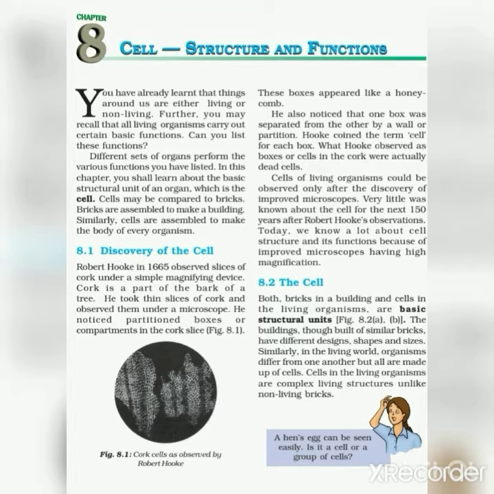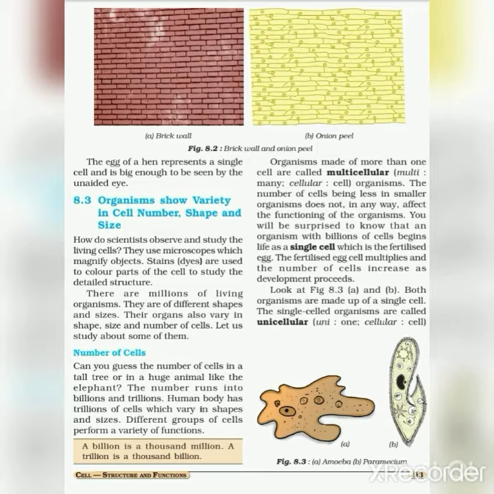Cell is the basic structural and functional unit of a living organism. All living organisms are different from each other, but they are all made up of cells. An example is the egg of a hen. It is a single cell and can be seen by the unaided eye. We have different plant cells and animal cells. Let us study some of them. See figure 8.2 of a brick wall and a plant cell, that is onion peel. We can see that the cells are arranged similarly to bricks. Just as the bricks are arranged in a building, similarly the cells are arranged in the plant cell.